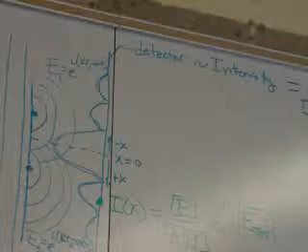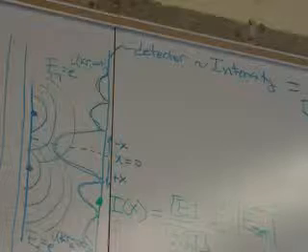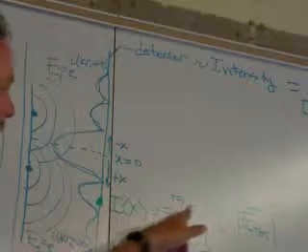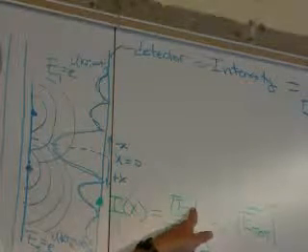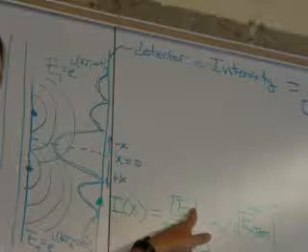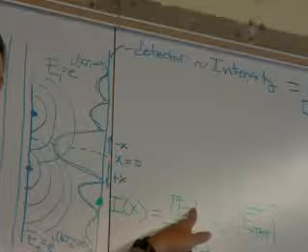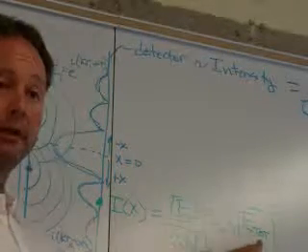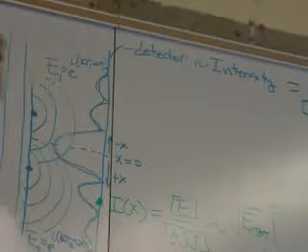So what the detector measures is intensity. When it's bright, it had a lot of intensity, and when it's dim, it had very little intensity. Intensity is proportional to the energy. That's E for energy, not the electric field. And the energy of an electric field is proportional to the magnitude of the electric field squared.